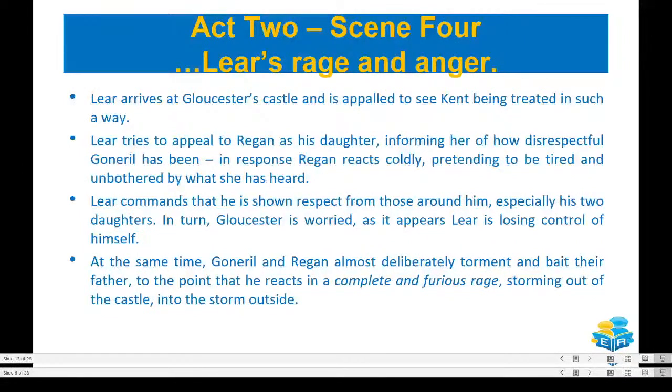At the same time then, Goneril and Regan are deliberately trying to torment and bait their father to the point that he reacts in a complete fury. He's furious and he's raging, and he storms out of the castle into the storm outside. So again, they're starting to show their true colours now. Okay, they want to wind their father up. They don't actually care. I would nearly argue that they're getting enjoyment out of it.